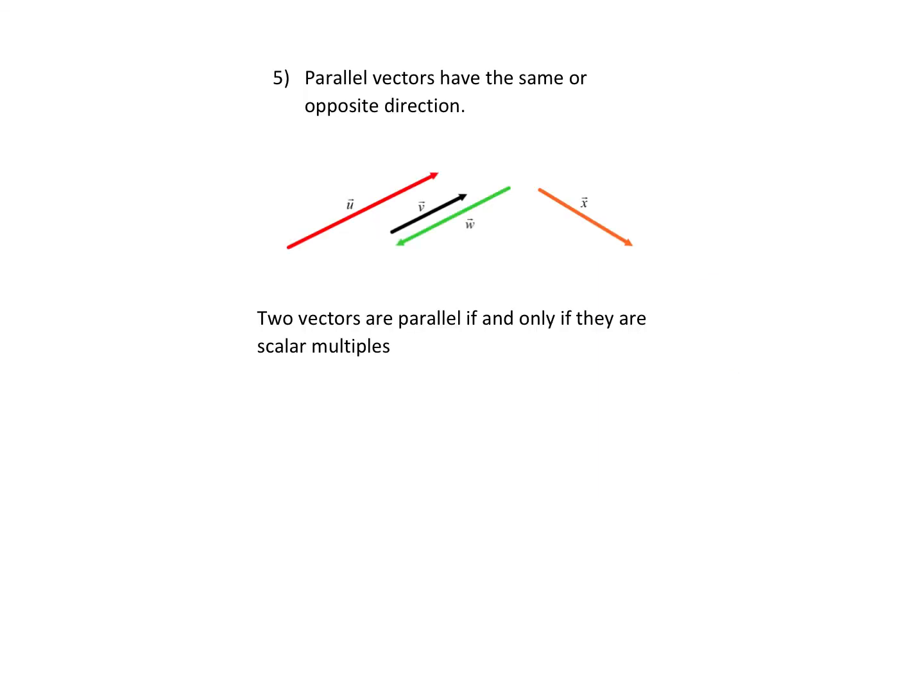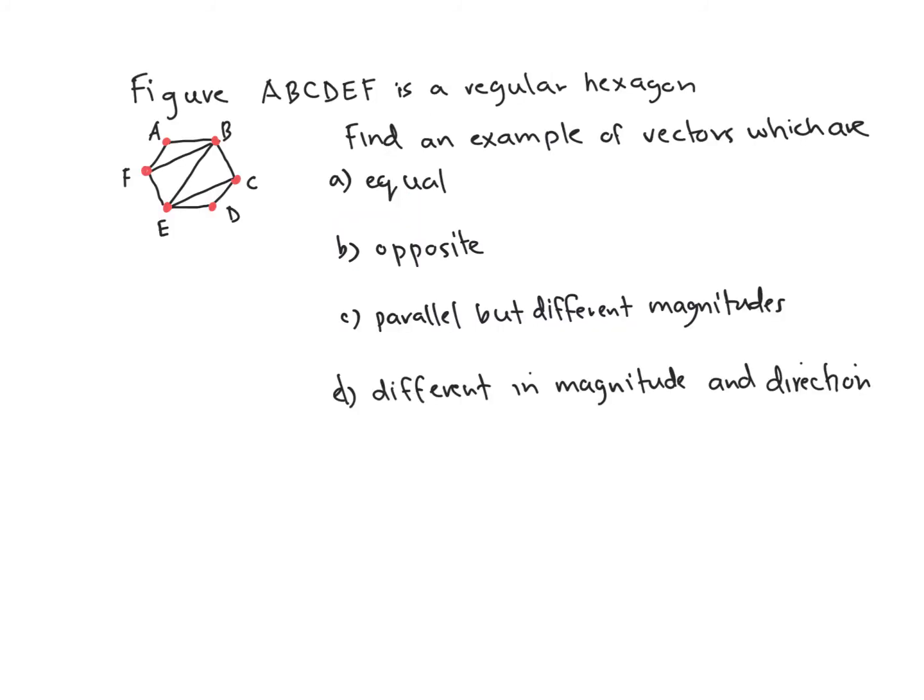Parallel vectors have the same or opposite direction. They don't have to be the same length, but they have to go either in the same or opposite direction. So 2 vectors are parallel only if they are scalar multiples of each other. So let's look at a couple of examples.